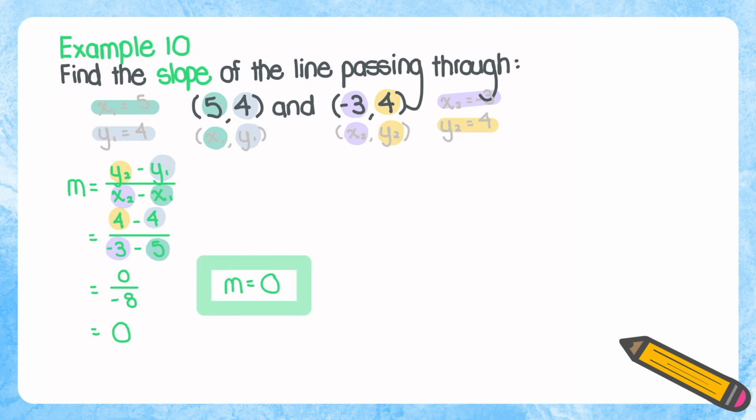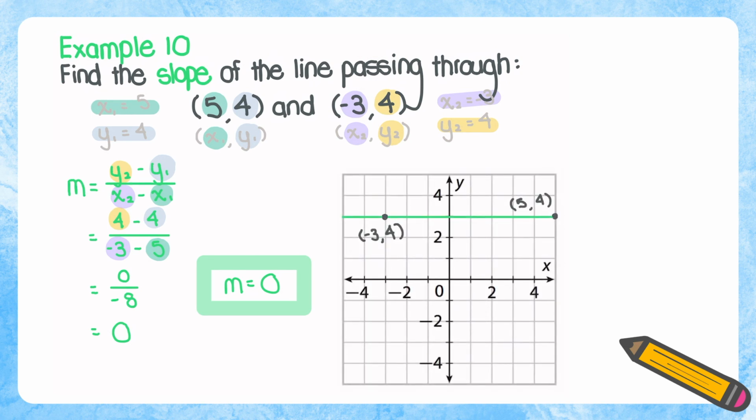So what would this look like on a graph? What does the slope of 0 mean? Let's take a look. So the line passing through these 2 points has a slope of 0, and notice how it's a flat line, like a flat surface.